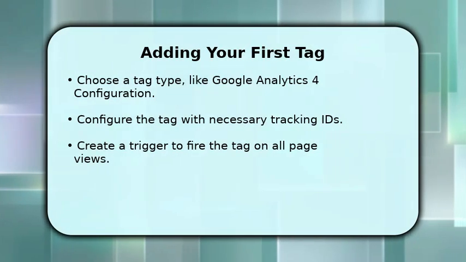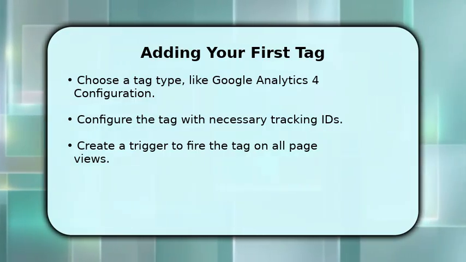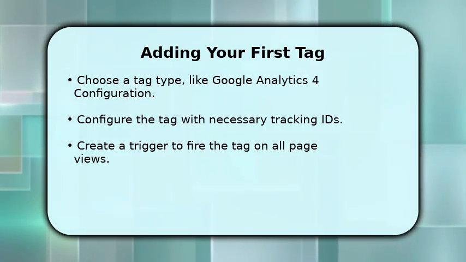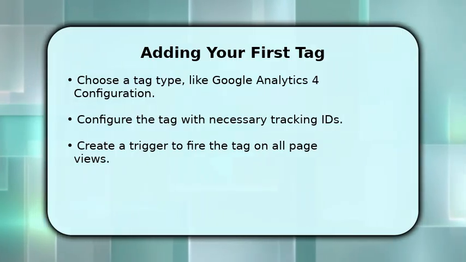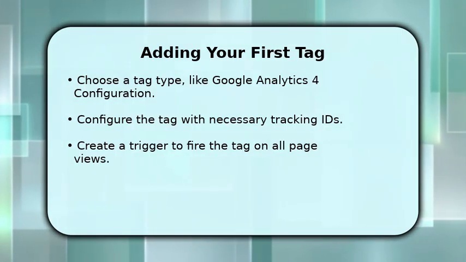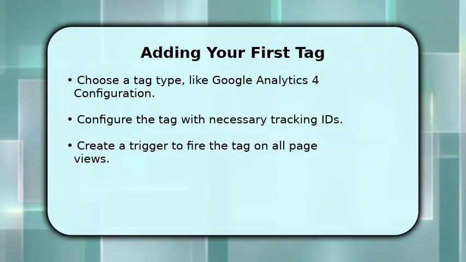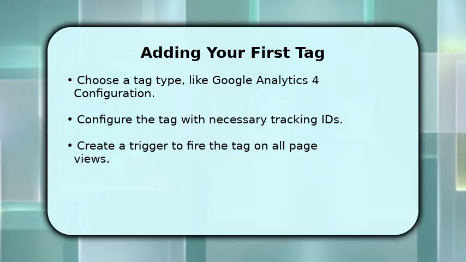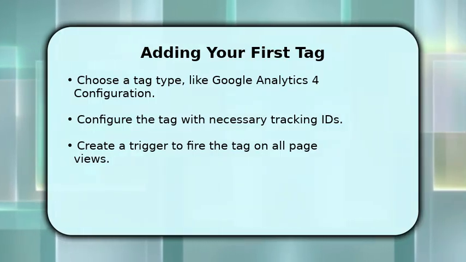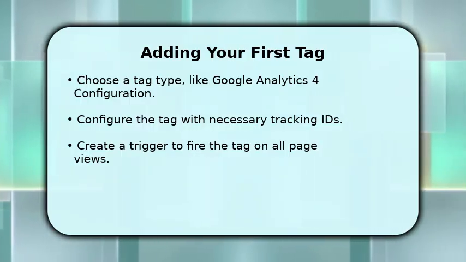Now that GTM is installed, let's add your first tag. Go to the Tags section and click New. Select a tag type, such as Google Analytics 4 configuration, and enter your measurement ID. Next, create a trigger. For a basic setup, choose All Pages to ensure the tag fires on every page load. This simple process gets your initial tracking up and running efficiently.